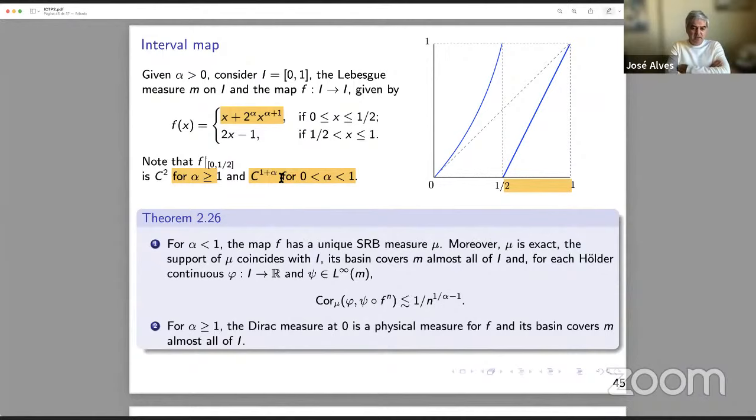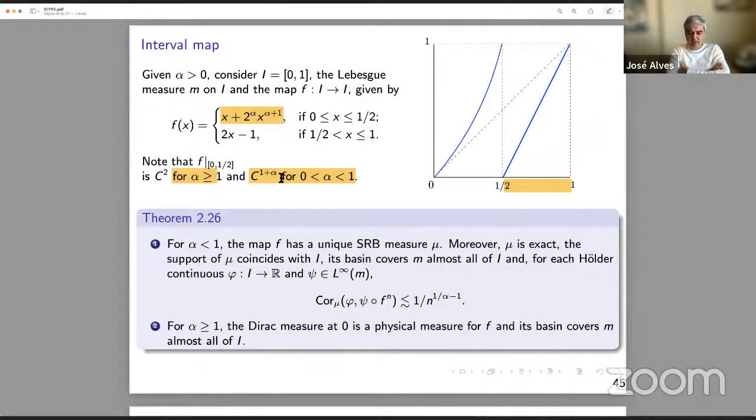And so we have this very nice conclusion. For alpha smaller than 1, the map F has a unique SRB measure mu. Moreover, the measure mu is exact, more than ergodic. The support of it coincides with the whole interval. Well, this is not difficult to imagine why this is true, because it's essentially an expanding map. Its basin covers almost every point. So the basin of the SRB measure, which is a physical measure, that's why I talk about basin.